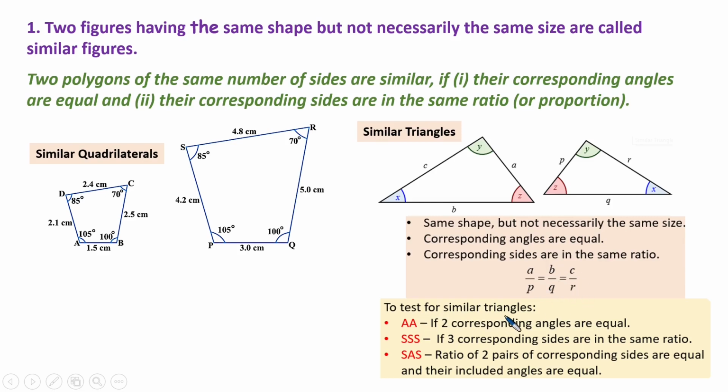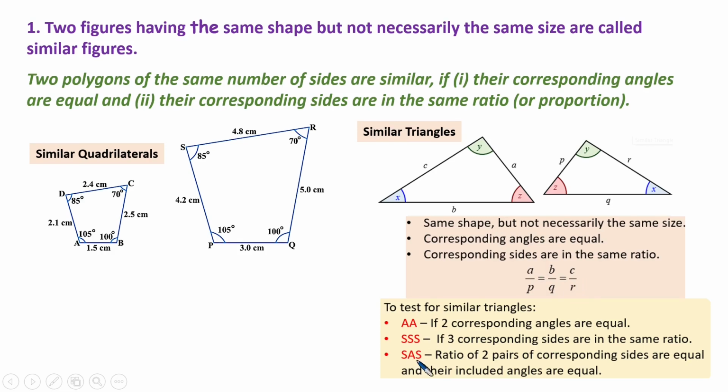So to test the similarity of triangles, two corresponding angles should be equal, or three sides should be in the same ratios. This is the ratio, a by p, these are the corresponding sides, b by q. They will be double or 1.5 times, anything, but this should be constant. All these ratios should be the same.